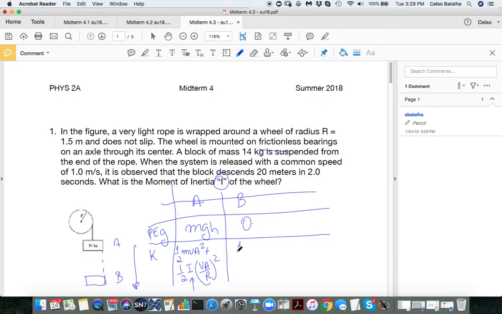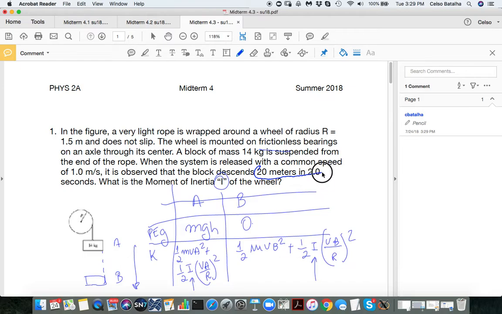Now in B, we have this much plus half the moment of inertia times VB over R squared. Now here's the problem: we don't know VB. If we know VB, we can plug it in here and solve for I, the moment of inertia. So how do we find VB?